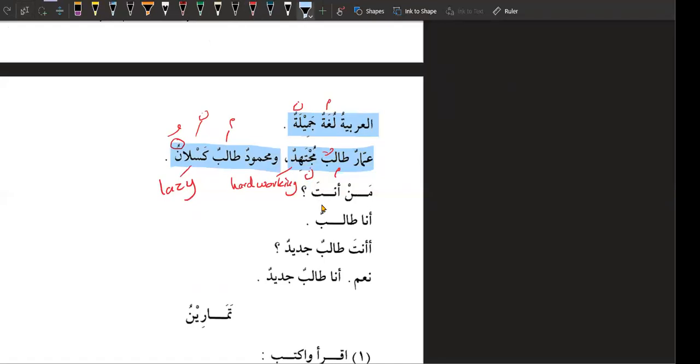Then he says من أنت, who are you? أنا طالب. This is أنت, are you طالب جديد? Are you a new student? So again, طالب will be منعوت, جديد will be نعت. Are you a new student? It says نعم أنا, yes, أنا طالب جديد. So that will be the same. Yes, I am a new student.